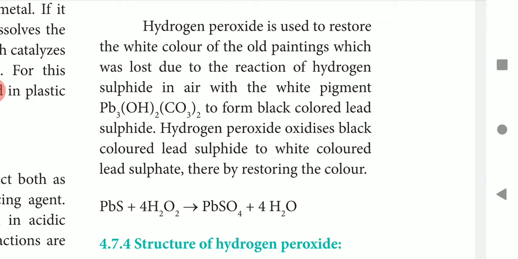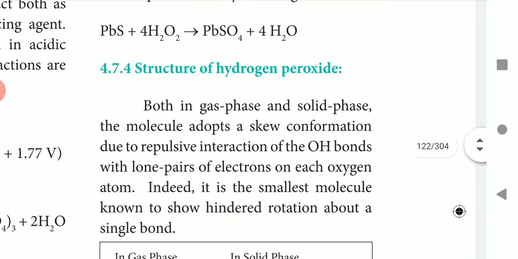So to reverse that, hydrogen peroxide oxidizes the black colored lead sulfide to white colored lead sulfate, thereby restoring the color.